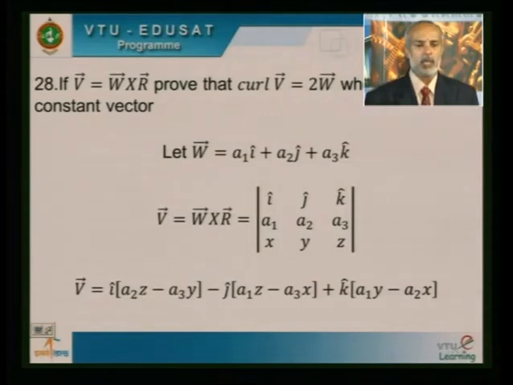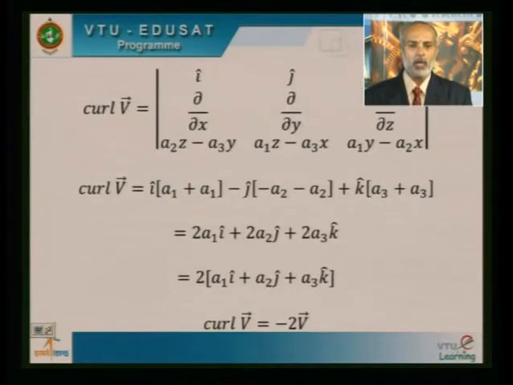V vector is equal to i vector times (a2z minus a3y), leaving the first row and first column, minus j vector times (a1z minus a3x), leaving the first row and second column, plus k vector times (a1y minus a2x), leaving the first row and third column. This is V vector. Now you have to prove that curl V vector is equal to 2W vector.